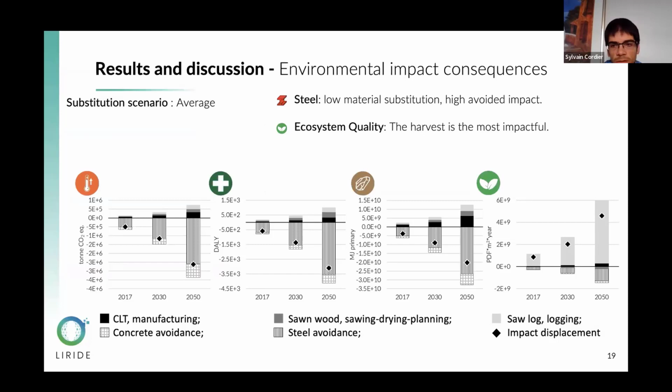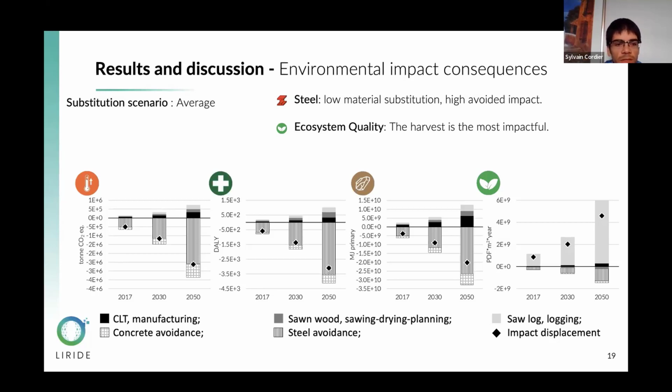We can see that there is the same conclusion for climate change, human health and primary resources. But the conclusions are reversed for ecosystem quality, mainly because of the harvest that takes a lot of space area. And inside the ecosystem quality indicator, the space area was one of the largest contributors to this endpoint indicator.